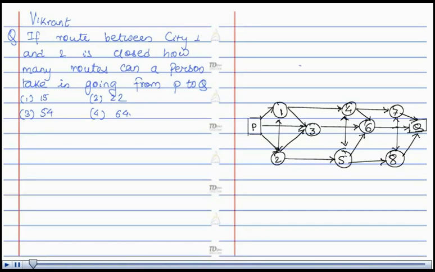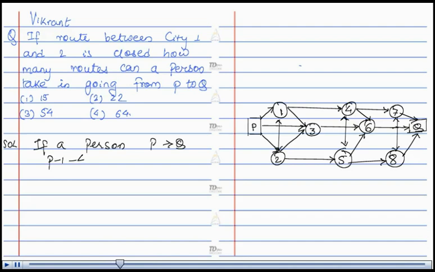Hello, I am Vikrant. The question is, if route between city 1 and 2 is closed, how many routes can a person take in going from P to Q? The solution is, if a person is traveling from P to Q, then the following routes can be possible.